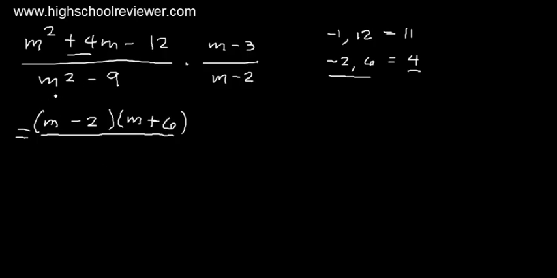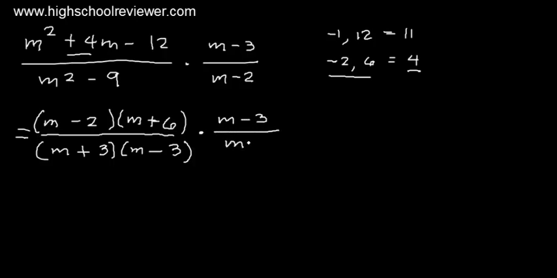Okay, let us now factor out the denominator. The factors of m squared, of course, that is m multiplied by m, and the factors of 9 is just 3 multiplied by 3, and since this is negative, we will have here positive and the other will be negative. And we will multiply this by m minus 3 all over m minus 2. Let's enclose this by parentheses so they can be called a quantity.